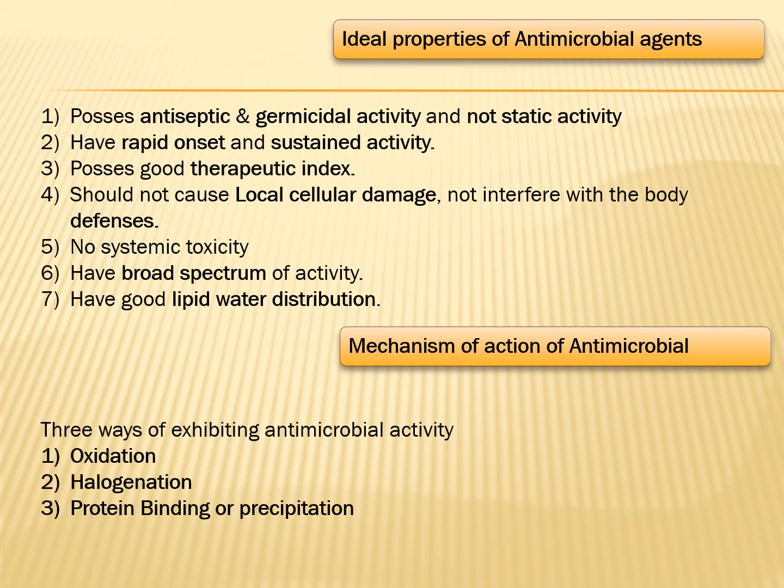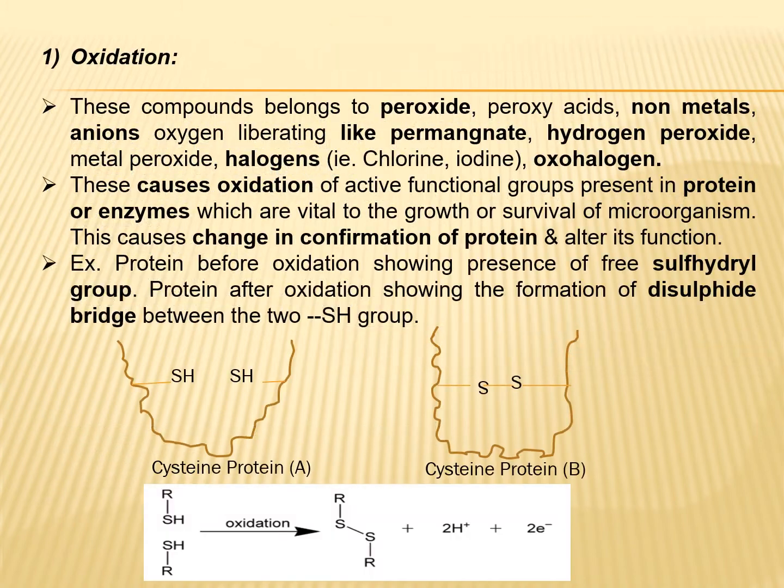Next, the mechanism of action of antimicrobials. Antimicrobial activity can act through three ways: oxidation, halogenation, and protein binding. Among these, the first one is oxidation. These compounds belong to kinds such as peroxides, peroxyacids, non-metal anions, oxygen liberating agents like permanganate, hydrogen peroxide, metal peroxide, halogens such as chlorine, iodine, oxohalogens, etc. These cause oxidation of active functional groups present in the protein or enzyme which plays a vital role in the growth of microorganism.